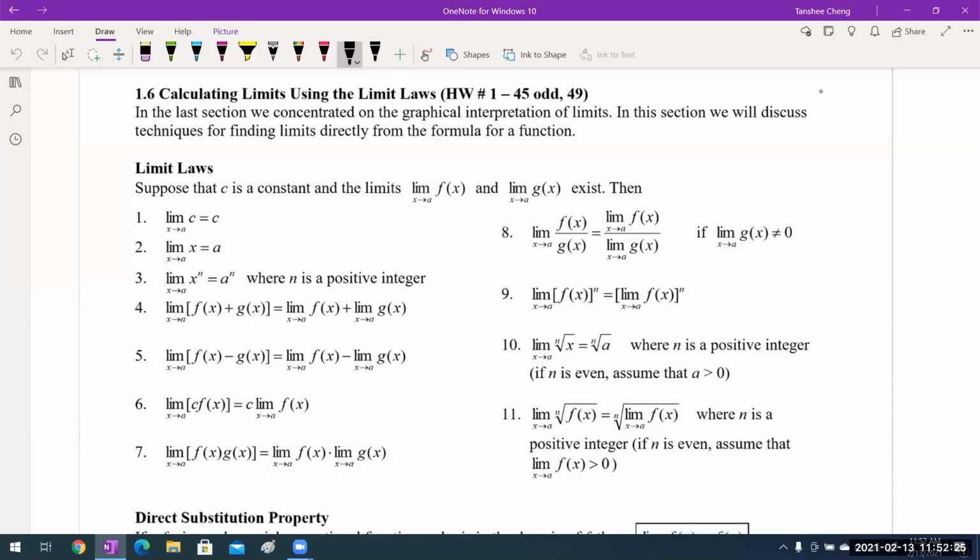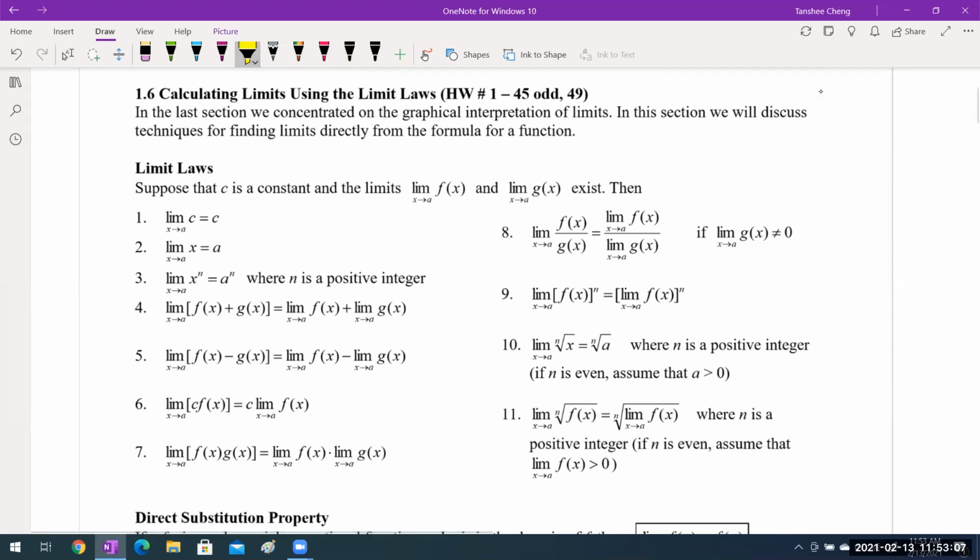In 1.6, we're going to look at how to find the limits of functions by using the formula of the function itself, or using some of the limit formulas, limit laws. Previously, we looked at the limit of functions geometrically and how that is interpreted. Of course, we don't want to draw every single function and then talk about the limit at a particular point. So that's the whole purpose of this session.